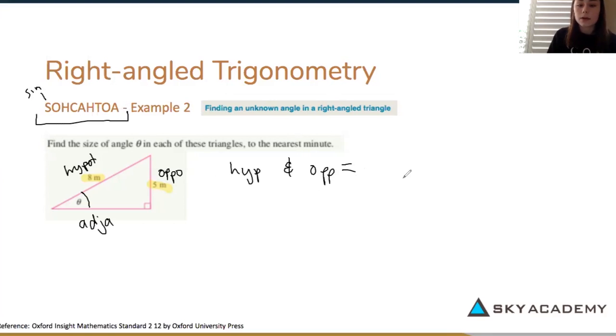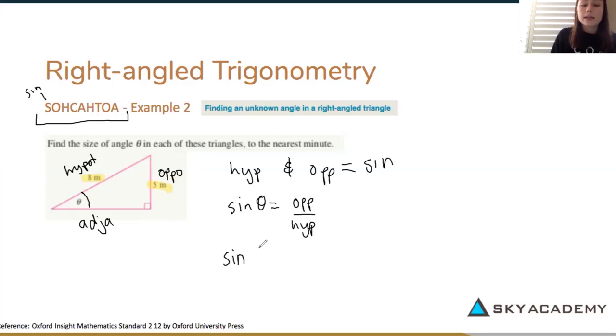So sine theta is going to equal my opposite over my hypotenuse. And now I'm going to sub the information from my triangle into this equation. And I'm trying to find theta. So theta is going to stay as theta. We don't have an angle to put in there. We're trying to find the angle. So sine theta is going to equal 5 over 8.